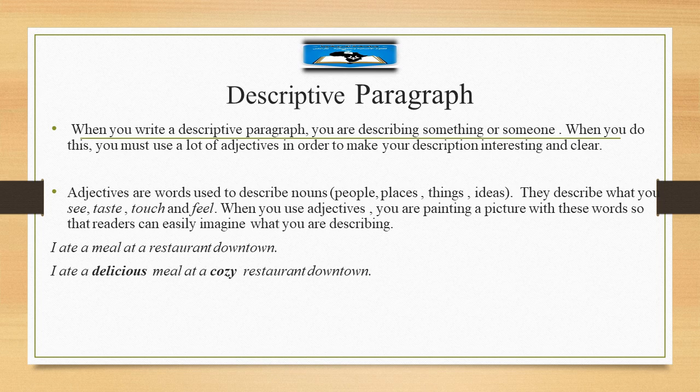Okay, so no description whatsoever. As you can see, it's all like a subject, verb, a noun, preposition, a noun, and a noun. But to make changes to this sentence, as in the second sentence, I ate a delicious, describing the meal, a delicious meal at a cozy restaurant downtown. So here when I used adjectives, it made it more interesting, and I can imagine how the restaurant looked and how the food looks.